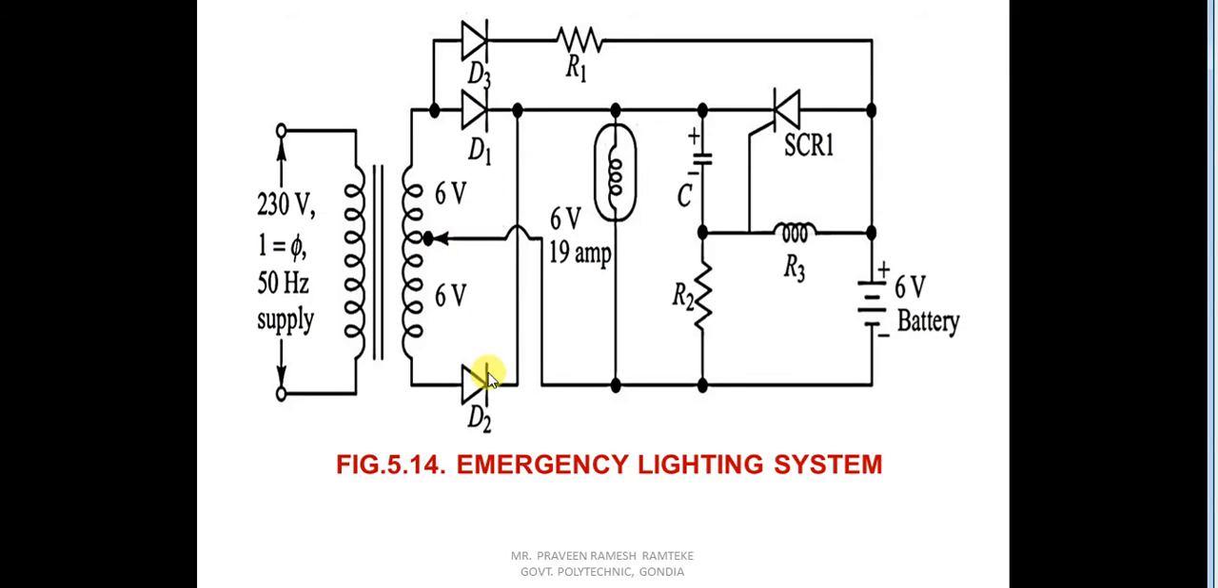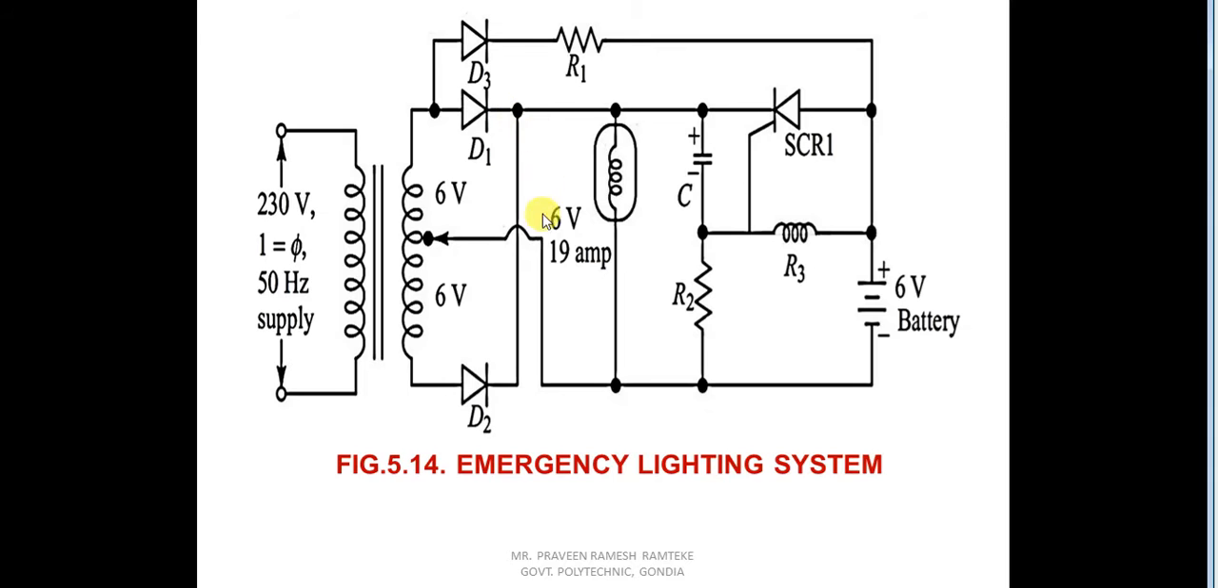At either terminal, the diodes D1 and D2 are connected. These two diodes form a full wave rectifier. Up to this portion, it is a center tap full wave rectifier, so the output is a DC voltage. Now this DC voltage is provided to the cathode terminal.